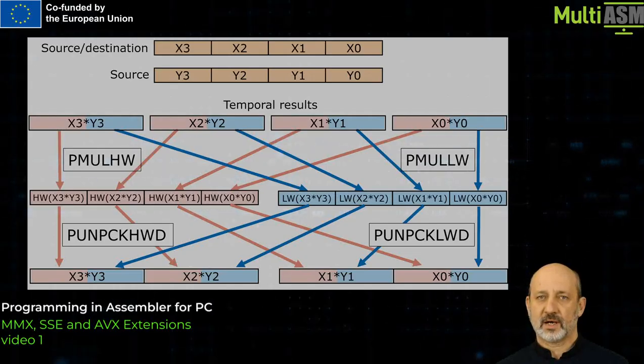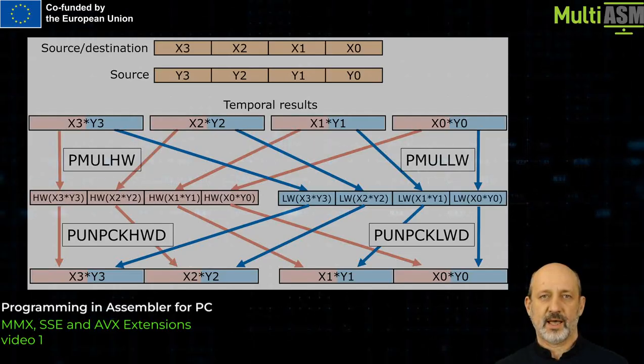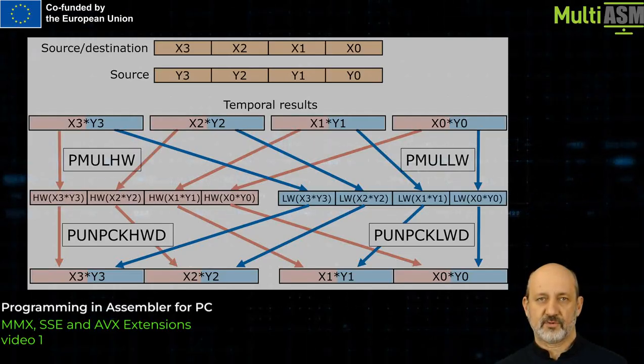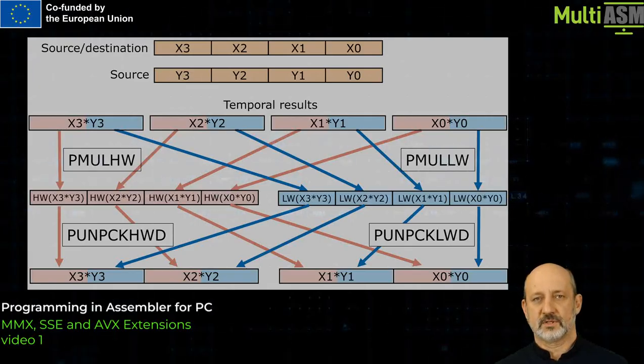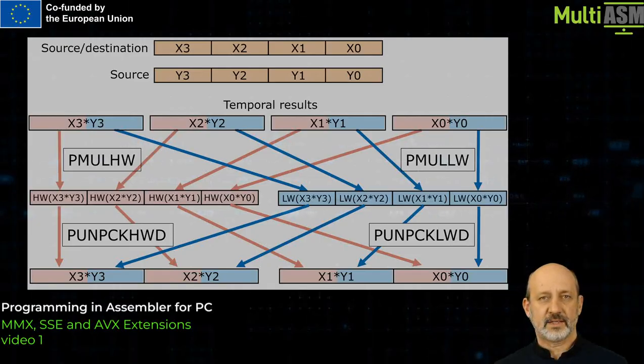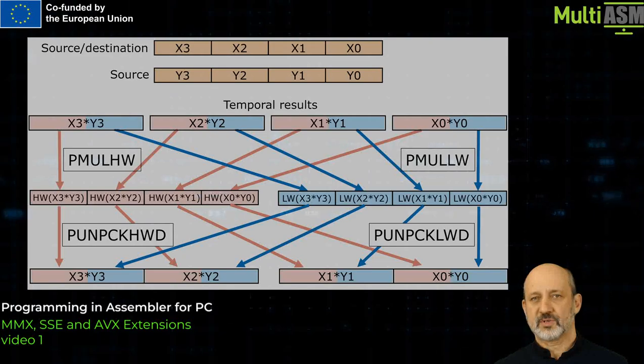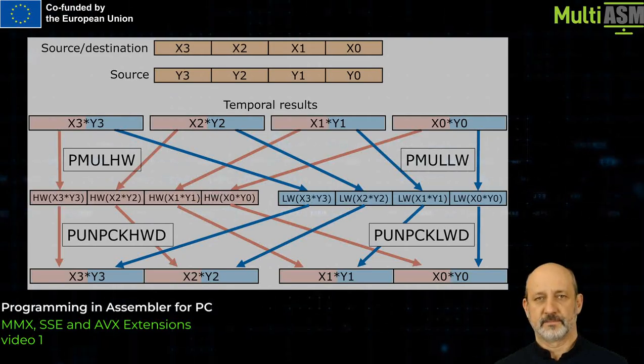To unpack the higher halves of arguments, the PUNPCKHWD instruction, unpack from higher halves words to double words, can be executed. For lower halves, the PUNPCKLWD instruction can be used. In our book, we will present the code for this.